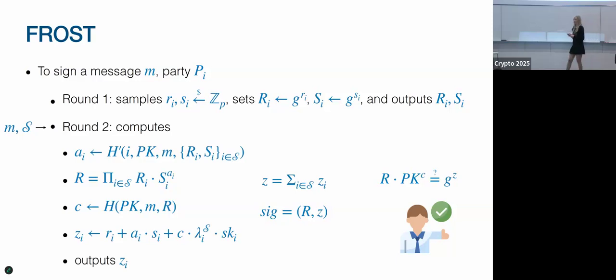Then the combiner, which can be an external party or maybe even one of the signers, takes as input all of the partial signatures zi, and they simply sum them up. And the final signature consists of R and z. And again, this verifies exactly like standard single party Schnorr.